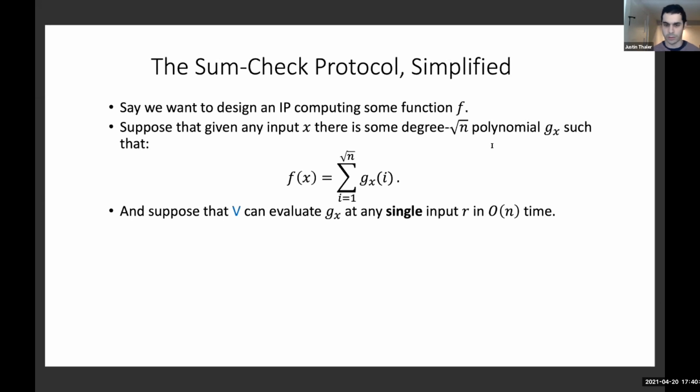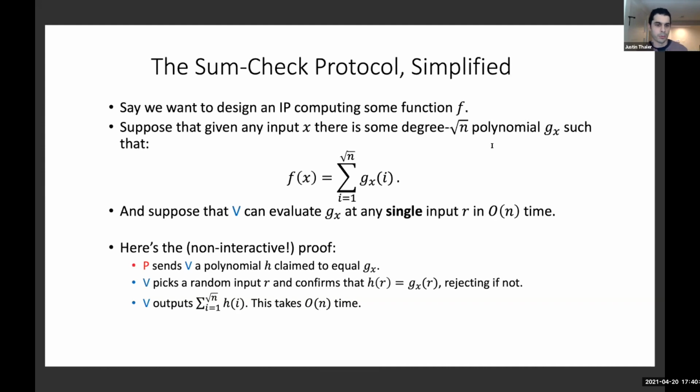And if these two assumptions hold, then we have a really, really simple, doubly efficient protocol to outsource the computation of F to a prover. The proof that the prover is going to send is just a polynomial H, which is claimed to equal this polynomial G sub X that the verifier really wants to sum up the evaluations of. Right now, the verifier doesn't trust that H is really as claimed. So the verifier is just going to probabilistically check that H is as claimed by picking a random input R and evaluating H and G sub X at that random input.